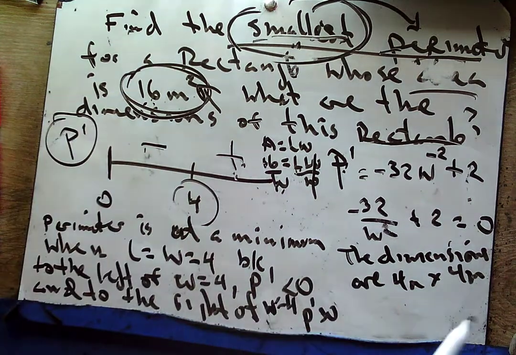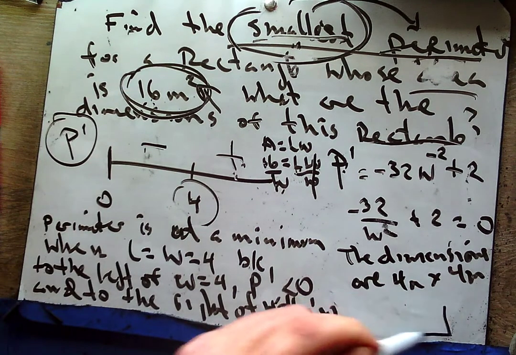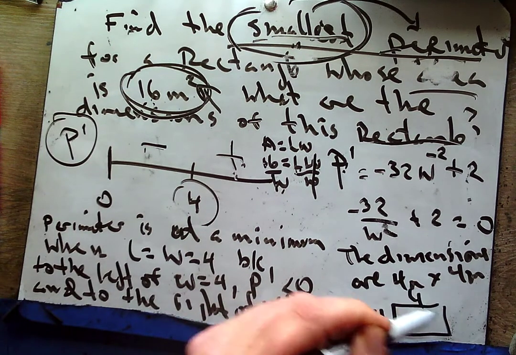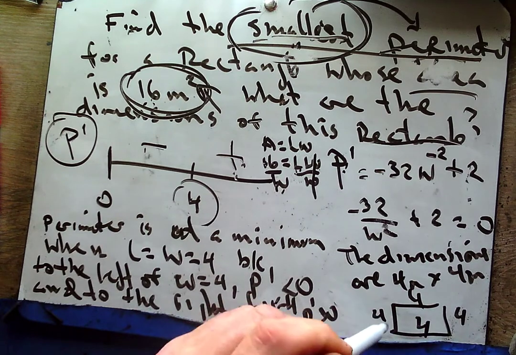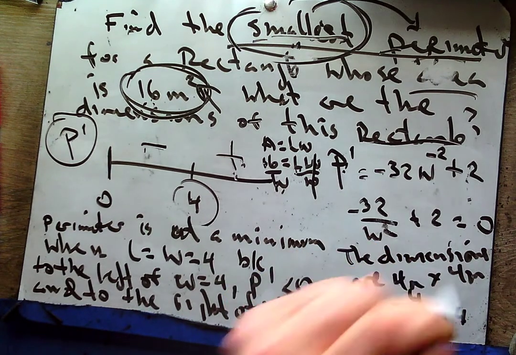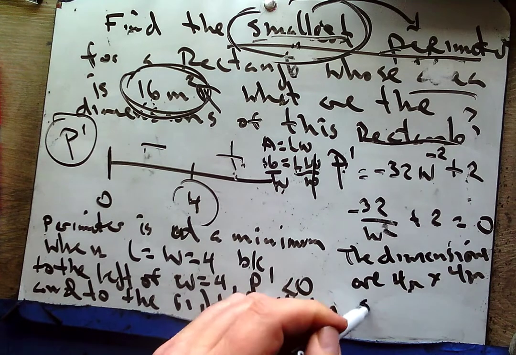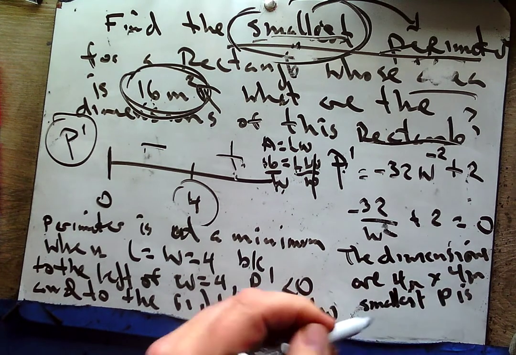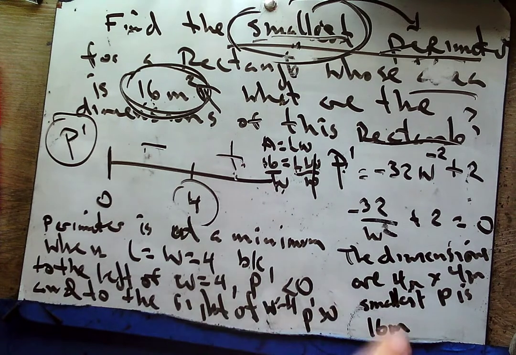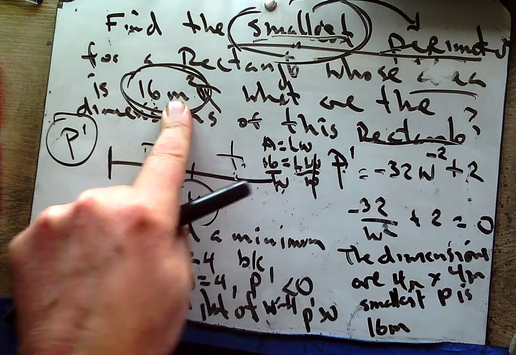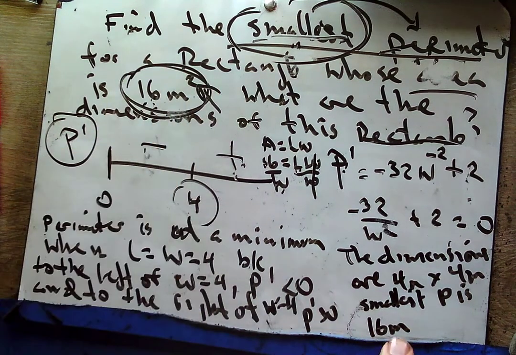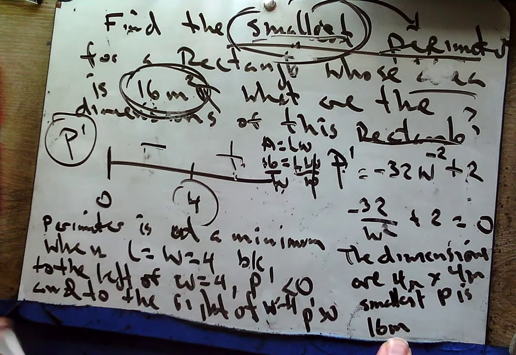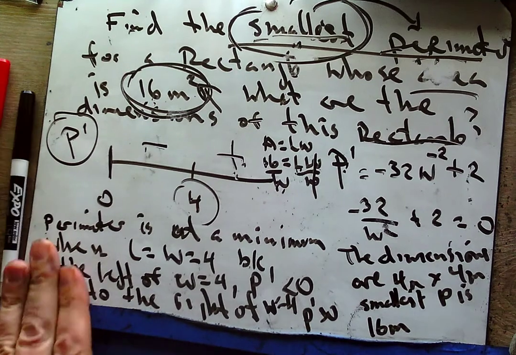Find the smallest perimeter. So what would our perimeter be? If each of our sides is 4 meters, plus 4 meters plus 4 meters plus 4 meters, the smallest perimeter is 16 meters. Not to be confused with 16 square meters. This is an area. This is a linear distance. This is you walking around the outside of the garden.